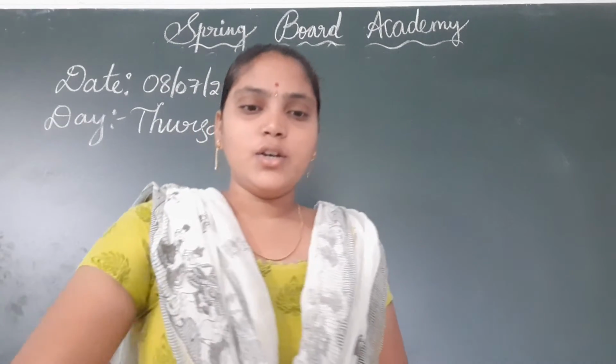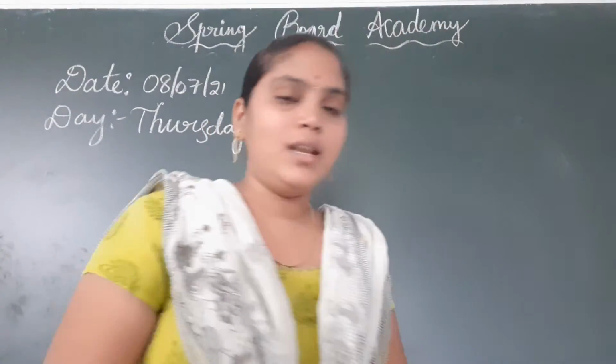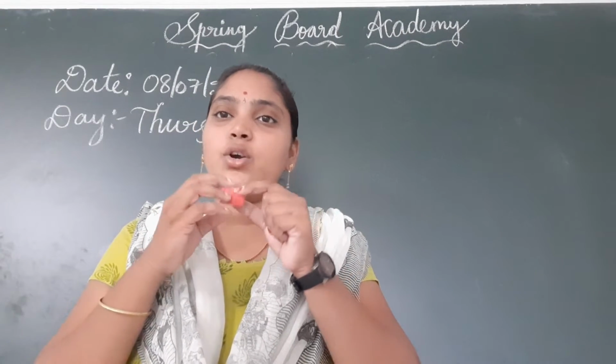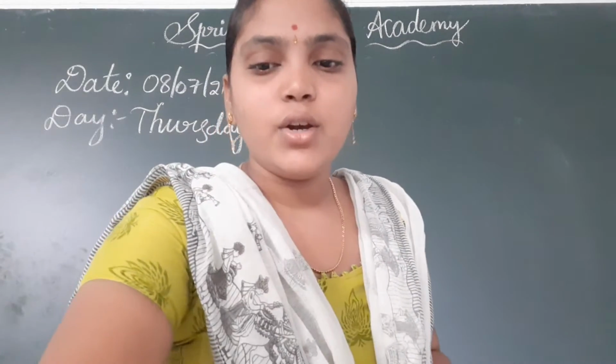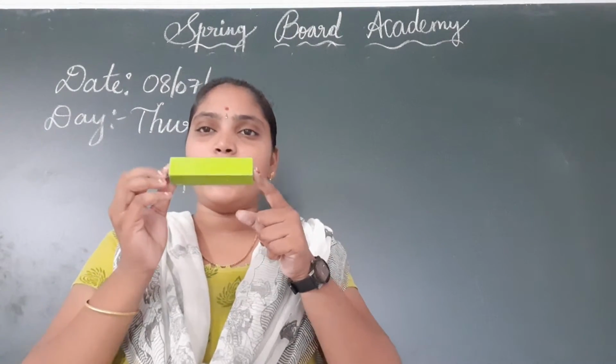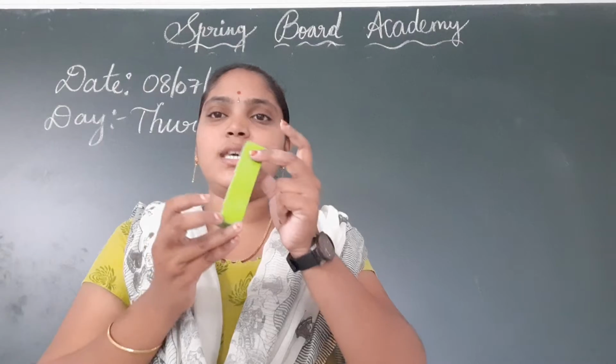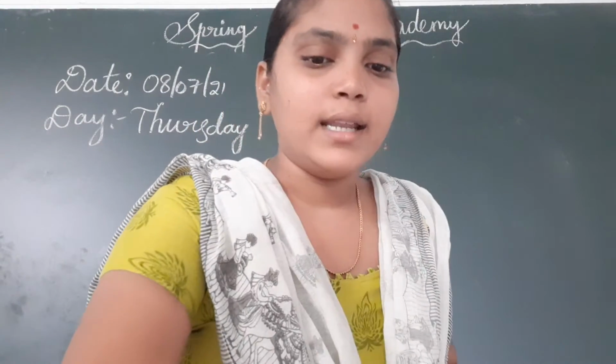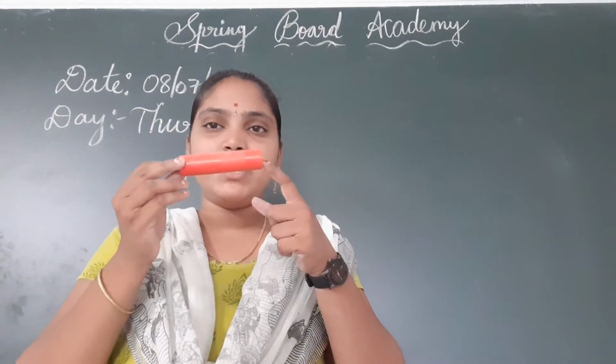Yes, so first we learned. What shape is it, children? Yes, this is a cube. What shape is it? Cube. And then what shape is it, children? Yes, this is a cuboid. What shape is it? Cuboid.